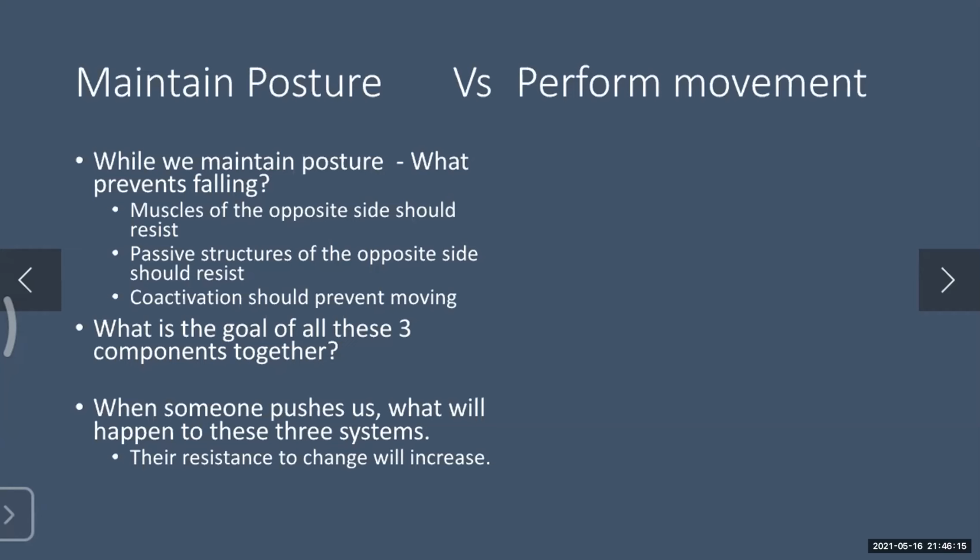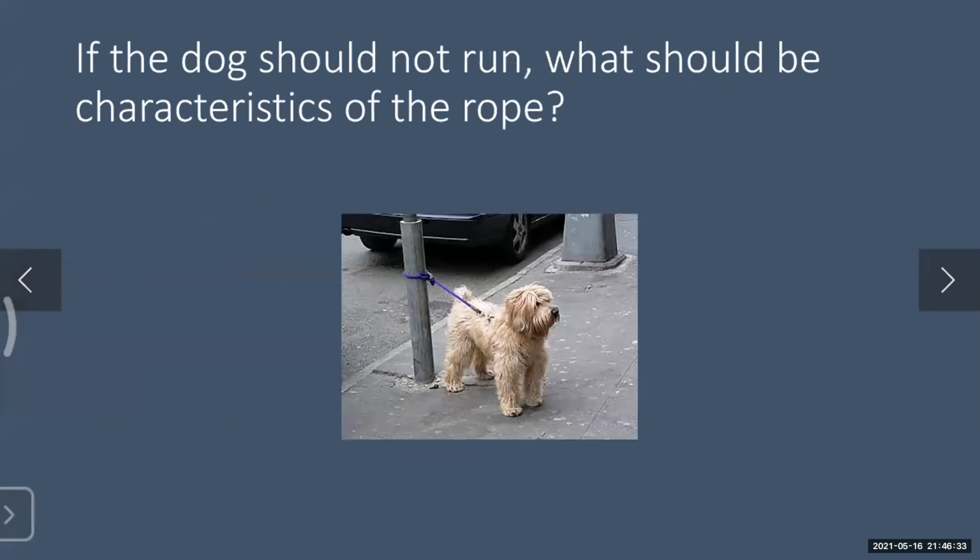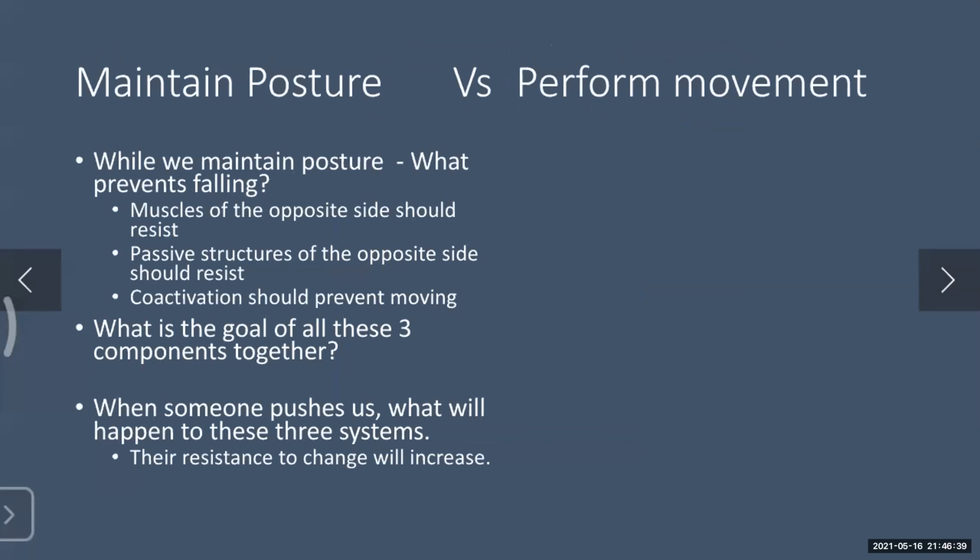So whenever someone pushes us, all of these three systems will increase their resistance to change, right? So the brain will try to keep us in one particular position. That's more similar to our situation. Number one, if the dog should not run, what should be the characteristic of the rope? The rope should not yield, right?